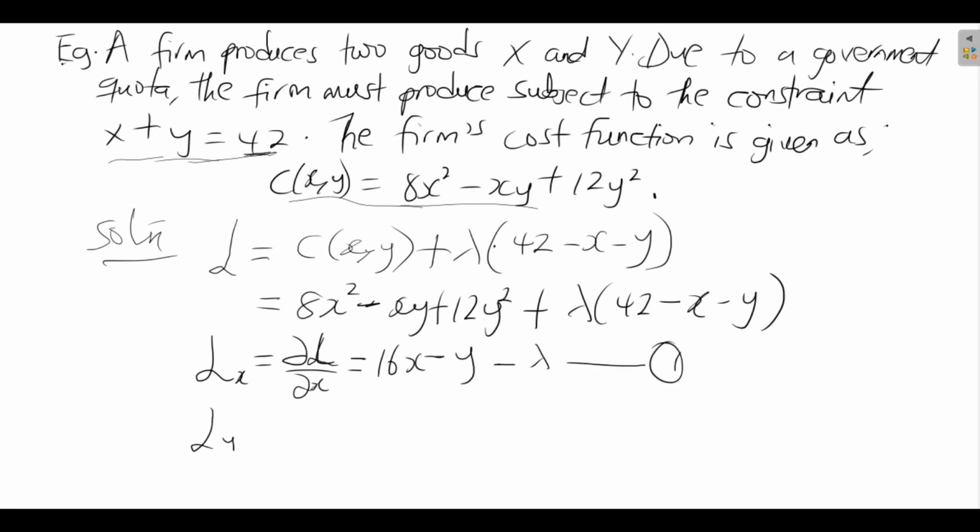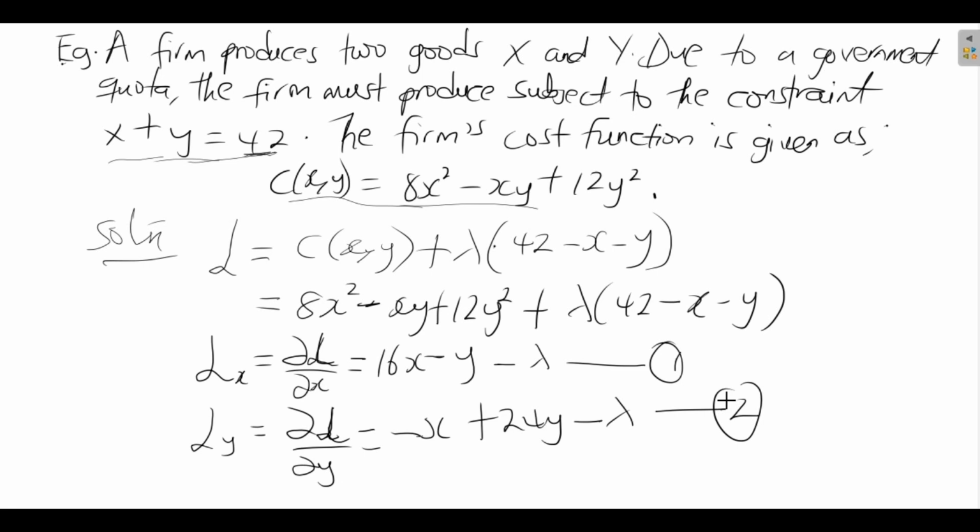Then we find the partial derivative with respect to y, which is del L over del y. Now we are also going to take the partial derivative of this whole equation with respect to y. This time around, this goes to 0, of course, because there is no y here. But here we are going to get minus x plus 24y. Then here we are going to get minus lambda. So we call this equation 2. If you are finding it difficult to understand how to take partial derivatives, I have a video on how to find partial derivatives of functions. You can go and check that video out and then come back to this particular lesson.